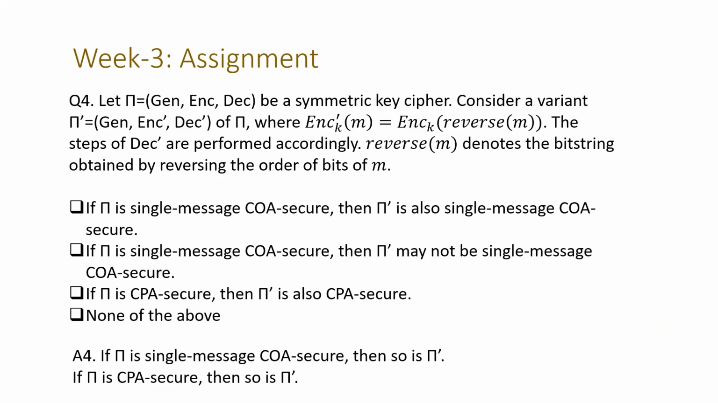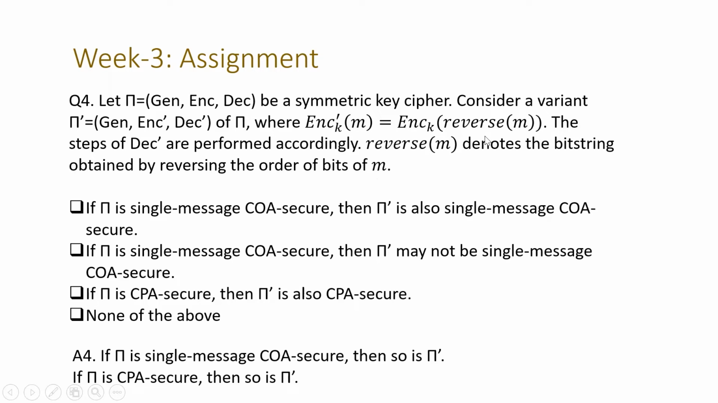So proceeding to the next assignment. This was also actually discussed in the last week's live session. So you were basically given a symmetric key cipher pi, which is already secure. Now you try to build some variant of that such that encryption' of k, m is performed as encryption k of the reverse string of m. Reverse means the bit string obtained by reversing the order of bits of m.